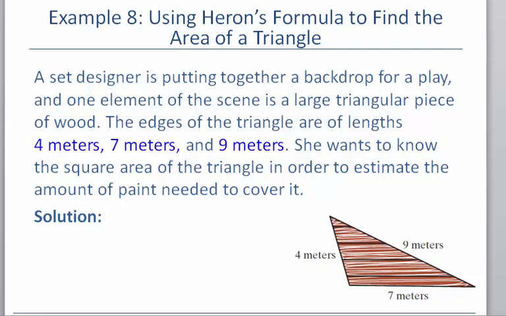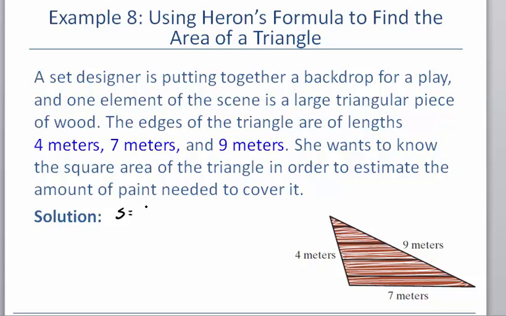A set designer is putting together a backdrop for a play, and one element of the scene is a large triangular piece of wood. The edges of the triangle are of lengths 4, 7, and 9 meters. She wants to know the square area of the triangle in order to estimate the amount of paint she needs to cover it. So note that if we have all 3 sides, then our second version of the formula would be the best fit. So we begin the problem by calculating S.